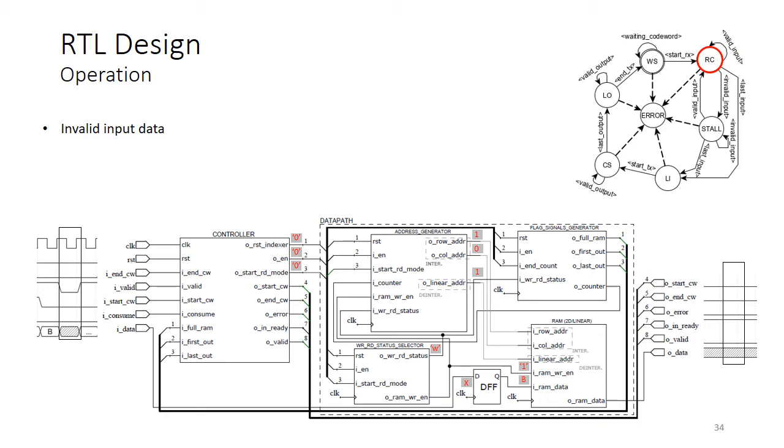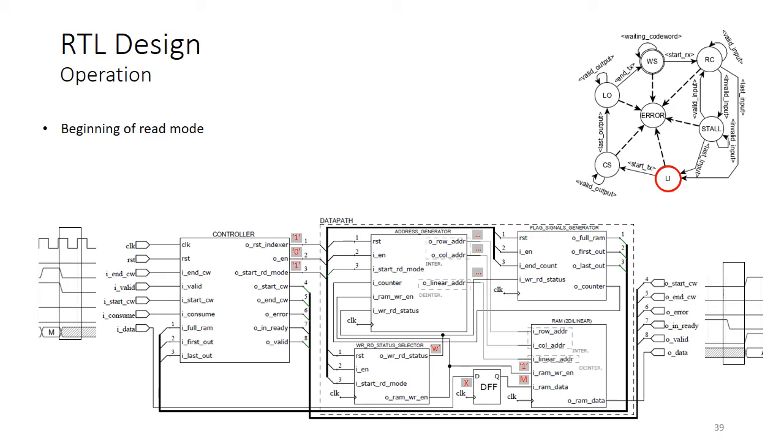If an input happens to be invalid, stall will be reached, freezing the data path and disabling the RAM writing. If not, the RAM will continue to be filled until the end of the code word delimiter is asserted. When that is the case, the controller goes to the last input state. During this state, the data path transitions from writing to reading mode, and the address generator saves the state of its outputs and resets them to 0.